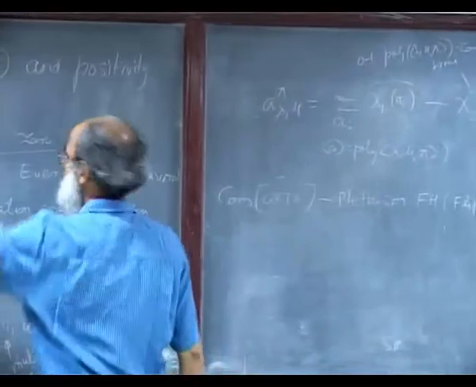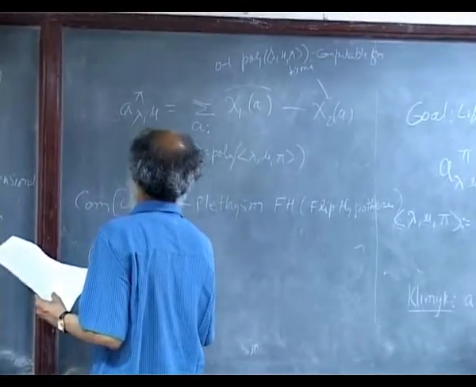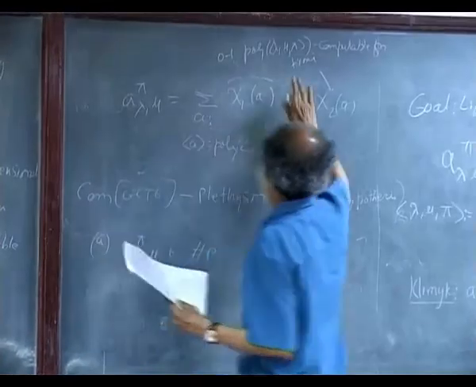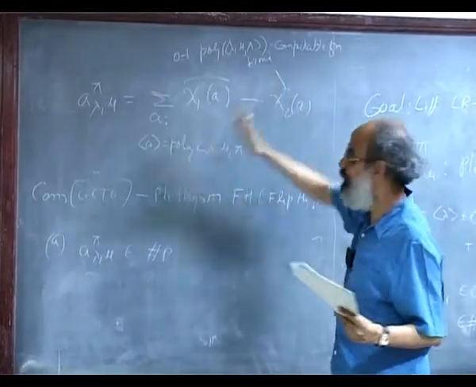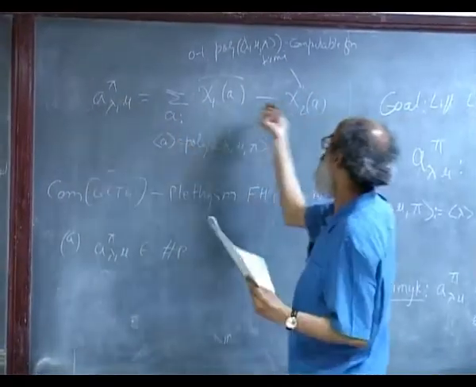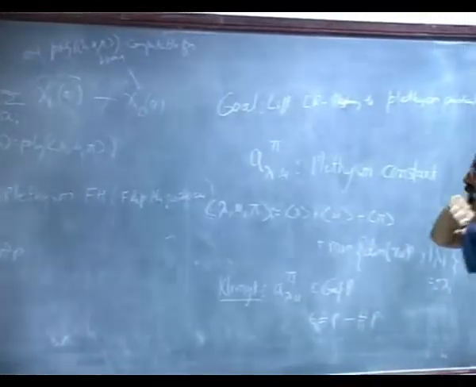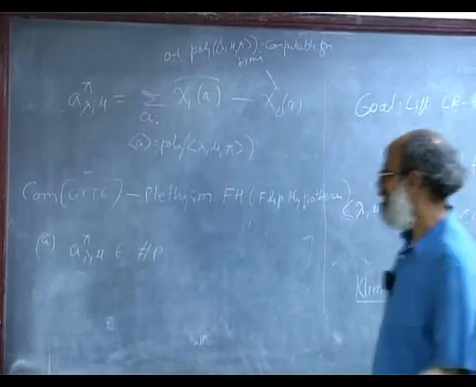that corresponding to that problem A, it says that A pi lambda mu belongs to #P. That is, it can be written just like this, not as a difference, and we know that this is non-negative, so there should not be any alternating signs. It belongs to #P, that is the first conjecture.